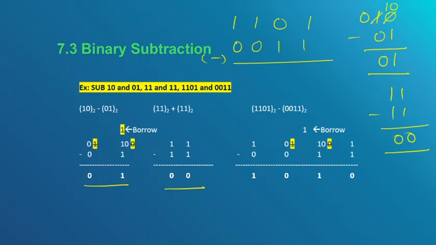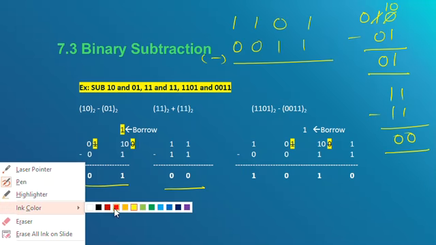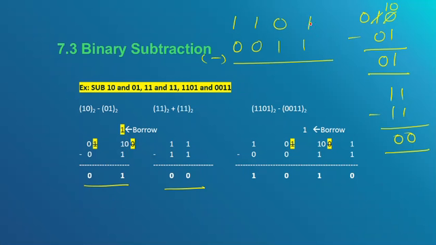So let me take it to the top and we'll see how the subtraction happens. 1 minus 1 is 0, but the next 0 has to borrow, so it will borrow here. It becomes 0, and this becomes 10. So 10 minus 1 is 1. 0 minus 0 is 0, and 1 minus 0 is 1. So the answer is 1010. So this is how binary subtraction is done.